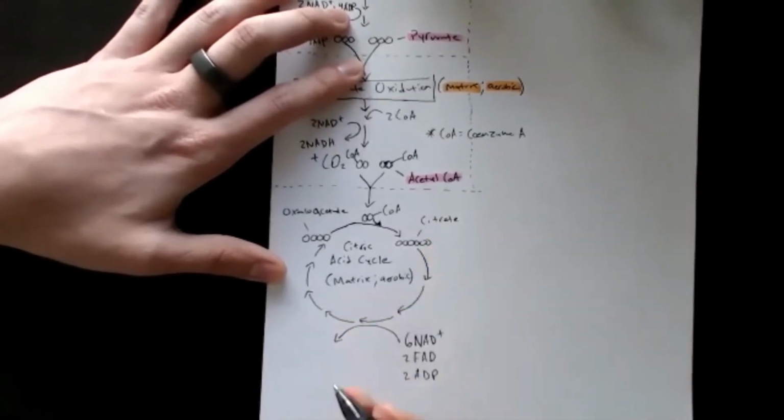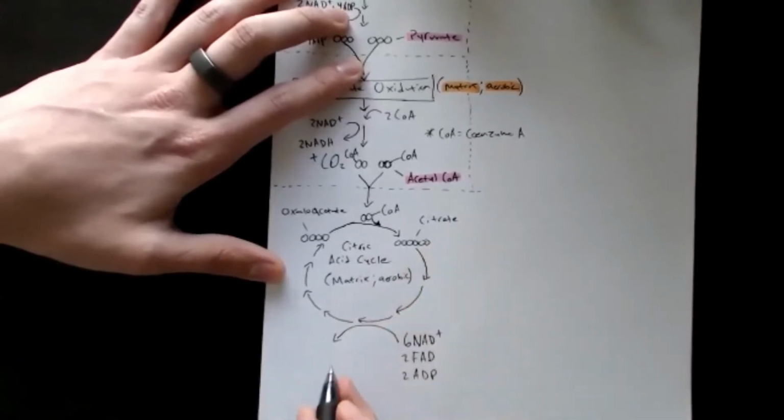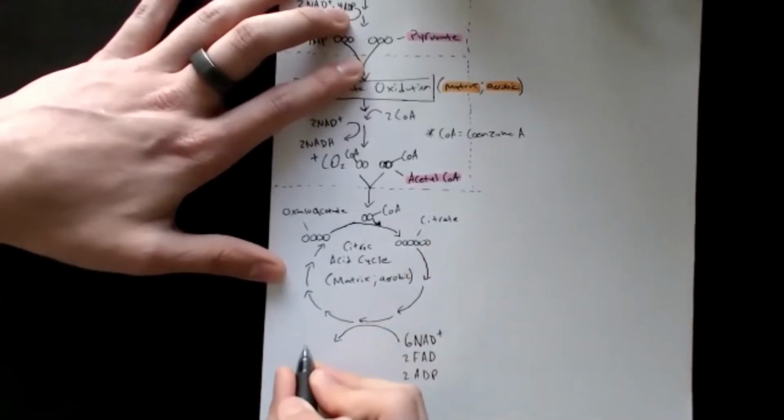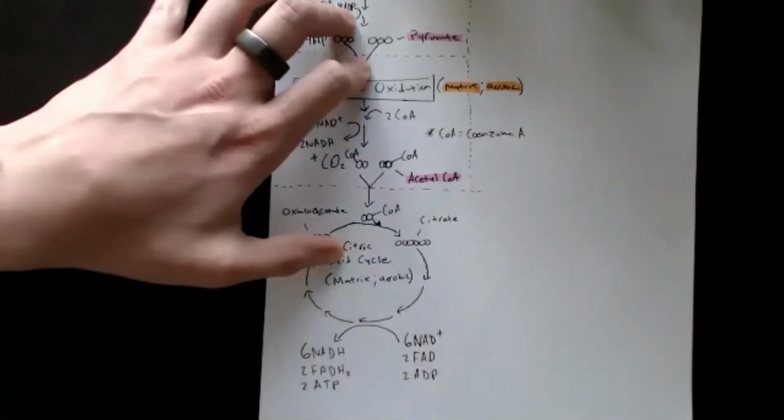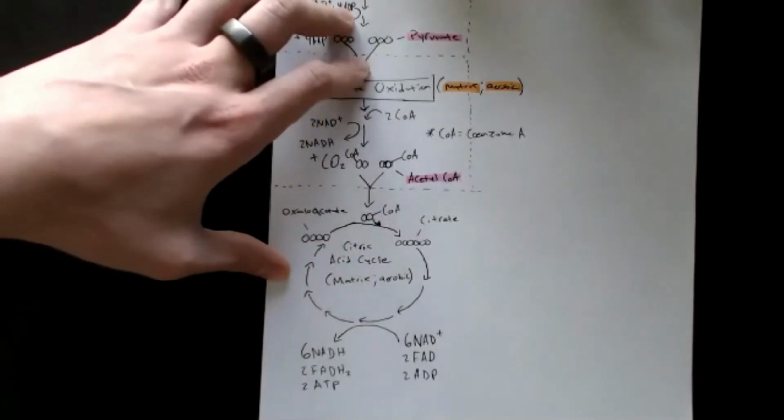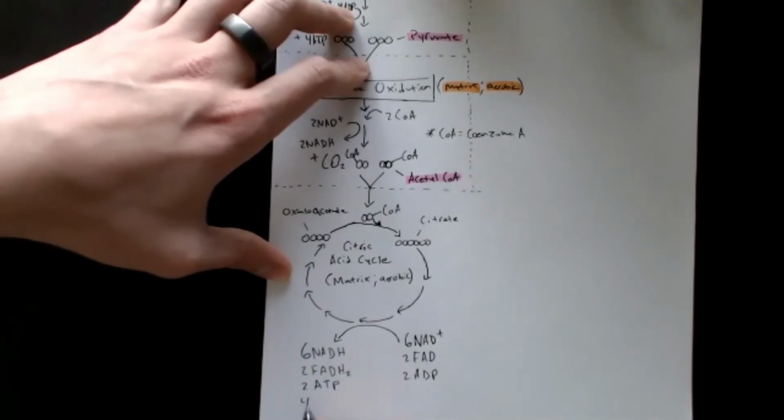And ooh, this is hard with the mic right here. The mic's like right here. Okay. So as a result, we get 6 NADH, 2 FADH2, 2 ATP. And remember, our citric acid cycle is the heaviest producer of CO2. I think we get 4 CO2. Yes, we get 4 CO2 out of here.